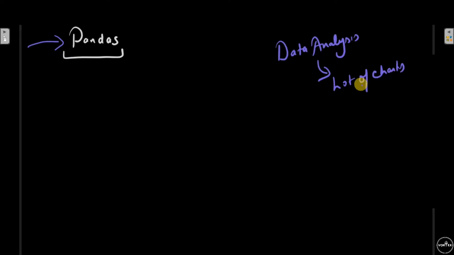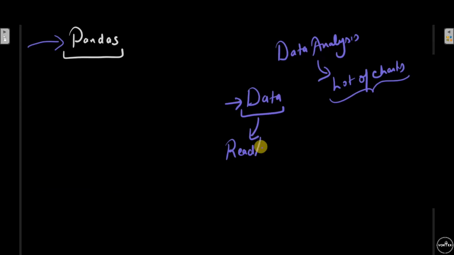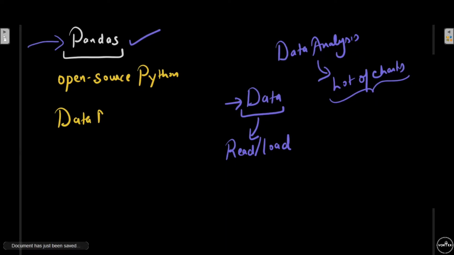But in order to come up with some chart, some plot, some visualization, you need data. The data that you have, first and foremost, you have to read it, or load it. And that's where pandas is a god. Pandas is one of the amazing libraries. It is open source, which means anyone is able to access it. It's an open source Python library, which is a god in case of data manipulation, data cleaning, and a lot of other stuff.